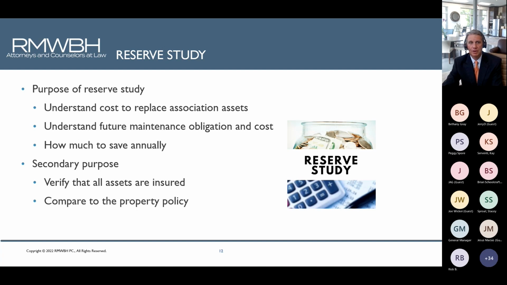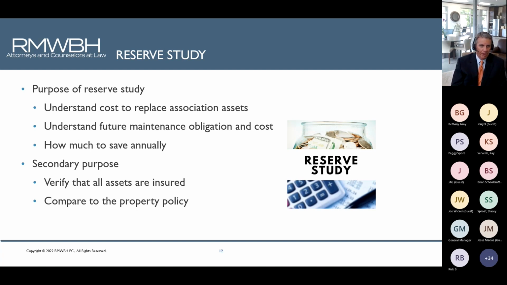So what do we do? We do what's called a reserve study. The purpose of a reserve study is to understand the cost to replace association assets, i.e., the assets the association is responsible for, and to understand the future maintenance obligation and costs. For example, roads, pool repairs, what it's going to cost to eventually resurface the basketball arena, what have you, and how much to save annually. Like, how much do you want to make sure you're not having to do a special assessment? How much do we save annually to essentially cover these future costs?